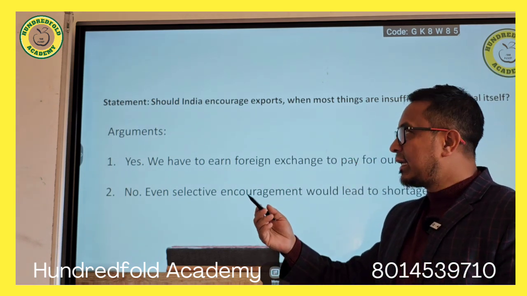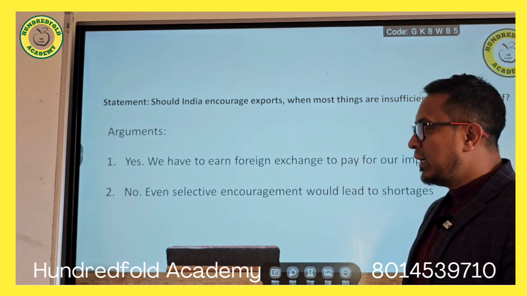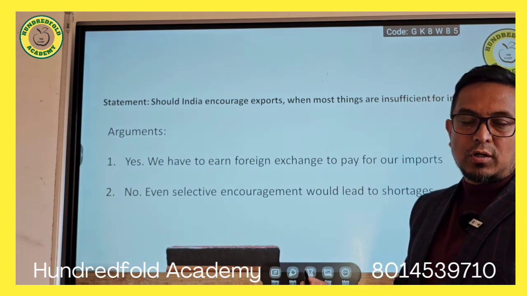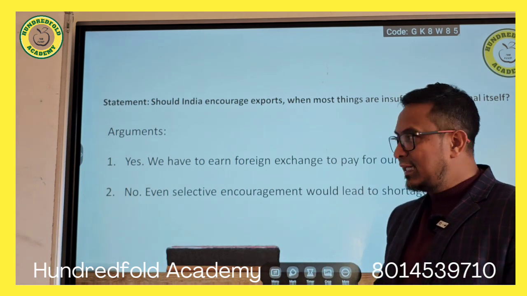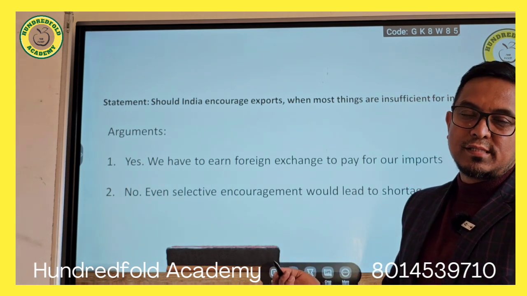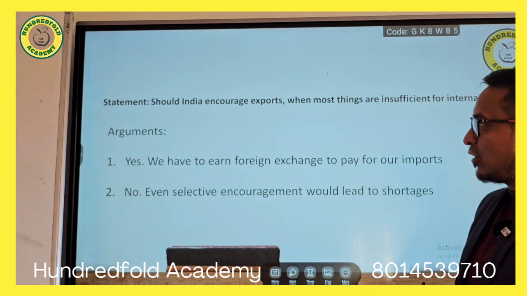So it will say tick A if argument 1 is strong. Tick B if argument 2 is strong. Tick C if both the arguments are strong. Tick D if both the arguments are weak. So that's how you approach statement argument.